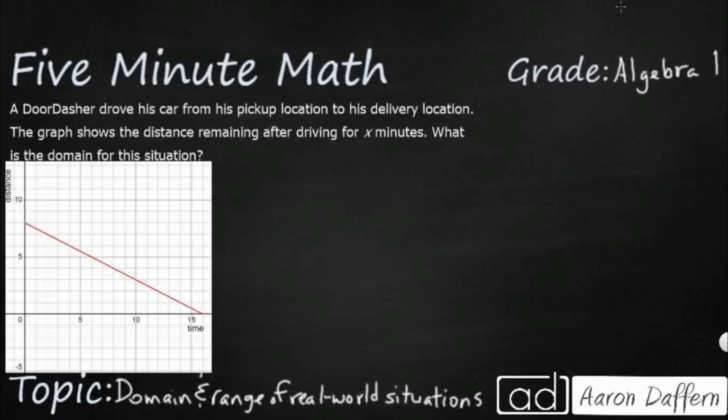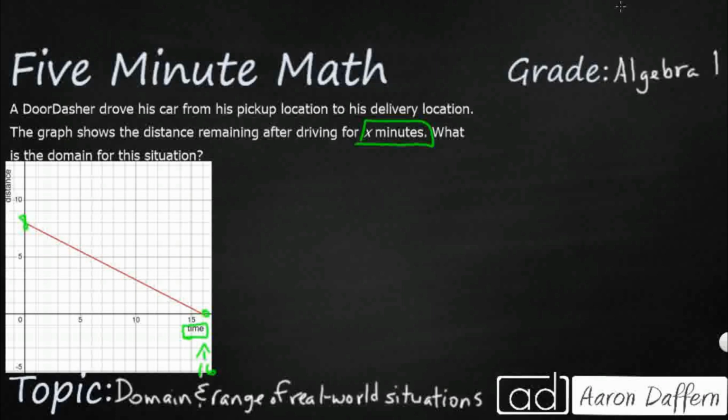So we have a Door Dasher here, and we have a graph that shows his car traveling from the pickup location to the delivery location. So we have our time here, x minutes. So our minutes are on our x-axis here, and the distance. So we started 8 miles away, went to 0 miles away, and it looks like it took 16 minutes to get to the location. Kind of long for a DoorDash delivery, but that's okay.